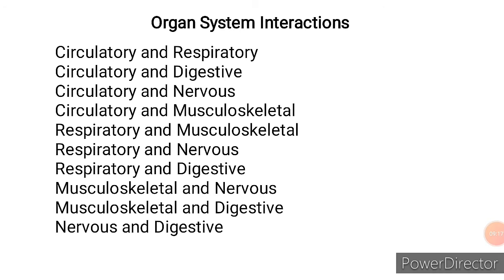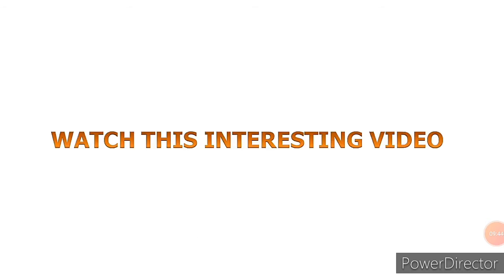Circulatory and respiratory system, they work together. Circulatory and digestive system work together. Circulatory and nervous system work together. Circulatory and musculoskeletal system work together. Respiratory and musculoskeletal system work together. Respiratory and nervous system work together. Respiratory and digestive system work together. Musculoskeletal and nervous system work together. Musculoskeletal and digestive system work together. And then your nervous system and your digestive system work together.